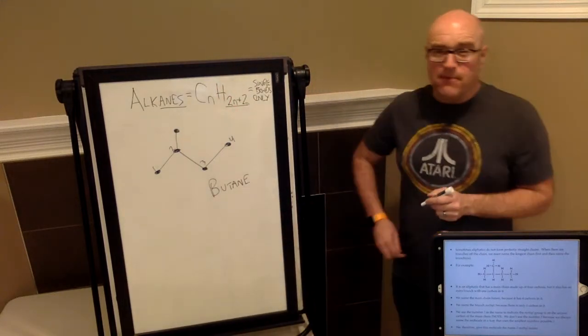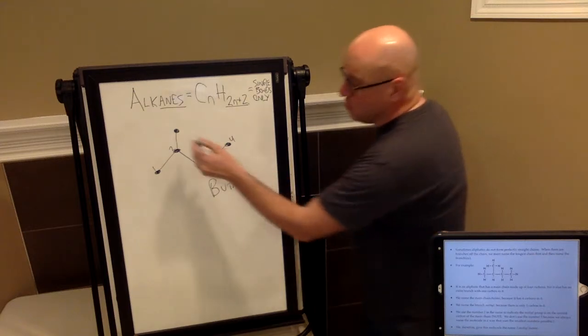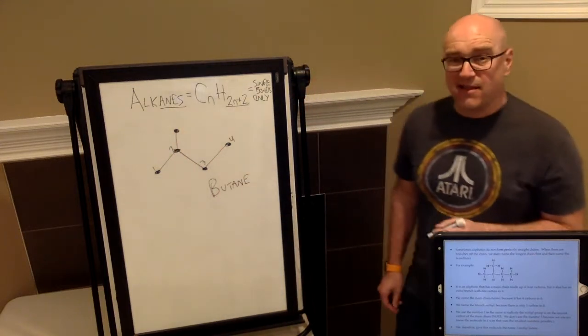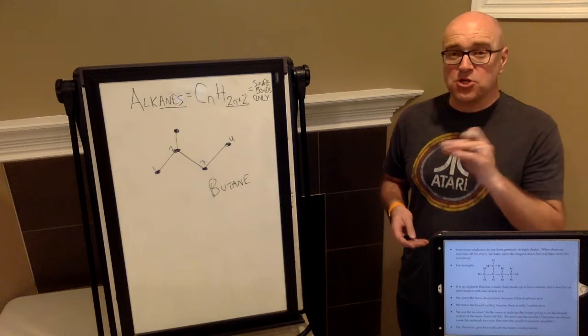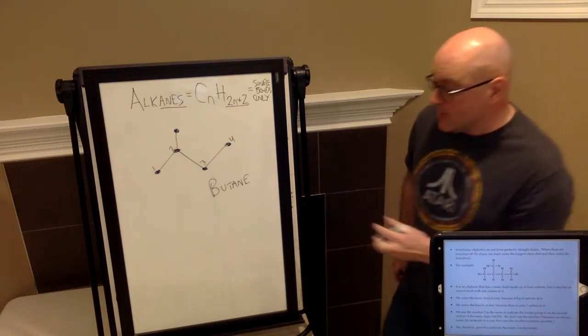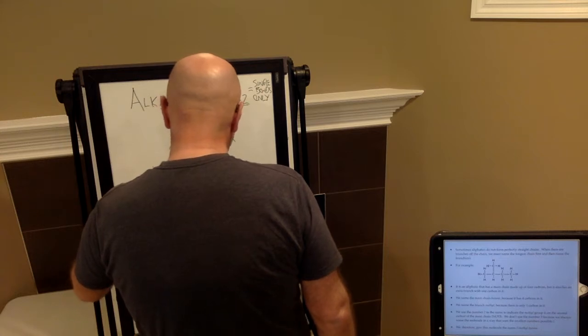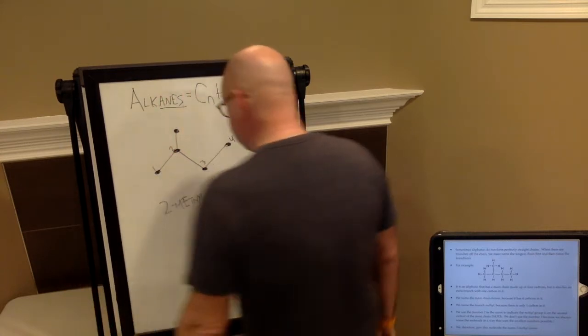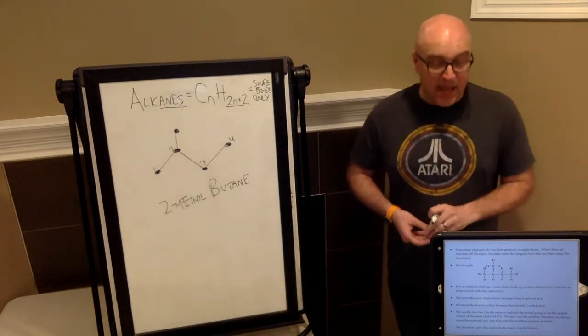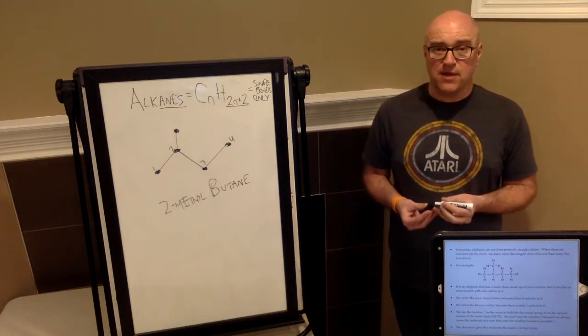Now I got to find out about my side chain. Well, my side chain has only 1 carbon on it, and it's at the 2 position. It's on the number 2 carbon in the main chain. So that's going to be called 2-methyl butane. 2-methyl butane is what we have there. That's how I named that substance.